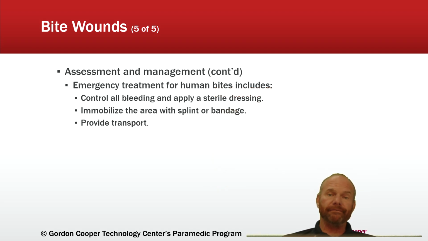For a human bite, the first thing we need to make sure we do is control all bleeding, apply a dry sterile dressing, immobilize that area with splints or bandages, and then get headed out and provide transport.